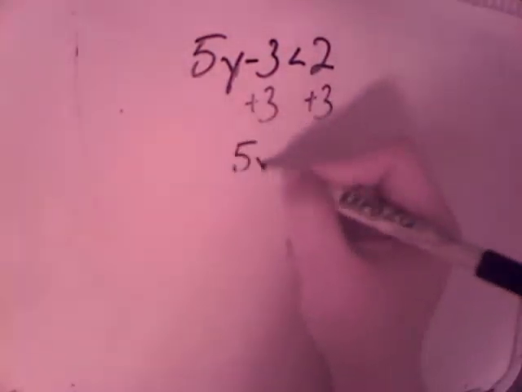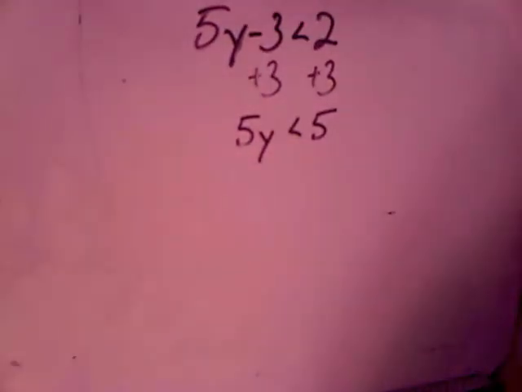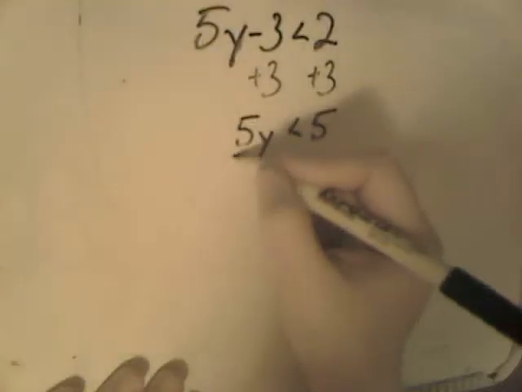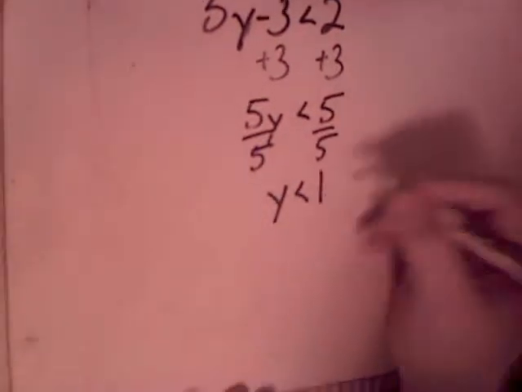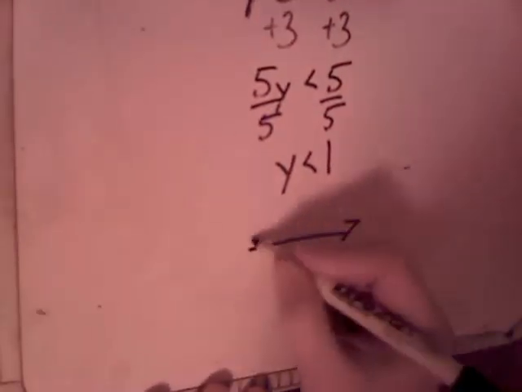So I'm going to add 3 to both sides, and I'm left with 5y is less than 5. To get the y alone, I need to get rid of that 5. So I'm going to divide by 5, and I'm left with y is less than 1. Now I'm going to graph it.